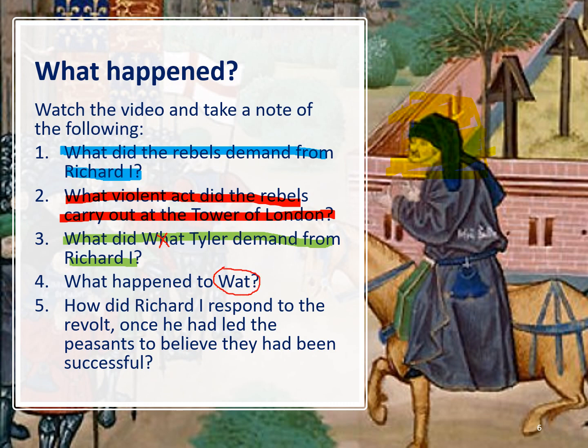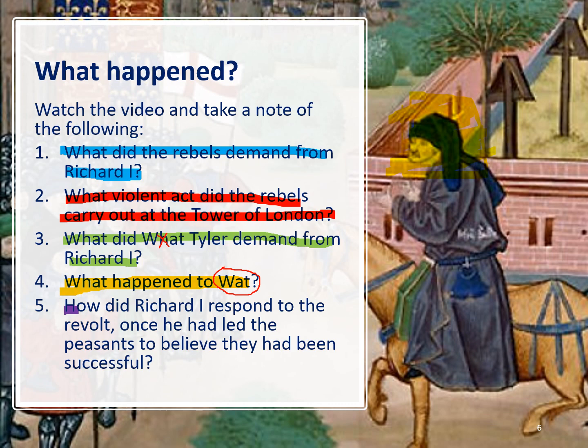That's a good segue into question 4. What happened to Wat Tyler? Did he grow old, have lots of grandchildren, live happily ever after? Maybe? Probably not. I want you to find out what actually happened to him. And lastly, the last question, number 5. How did Richard II respond to the revolt once he had led the peasants to believe they would be successful? Did he throw a banquet? Did he all have a great time? Or did Richard do something else?